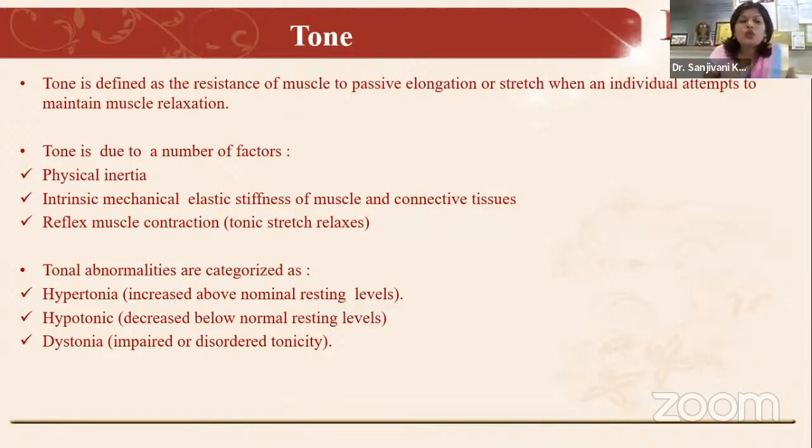Next, tone abnormalities are categorized. First is hypertonia, because of increased tone. Then hypotonia, because of decreased tone. And dystonia means impaired or disordered tonicity, meaning there is a fluctuation of tone, which we call dystonia.